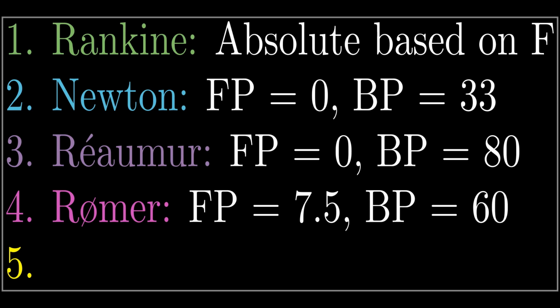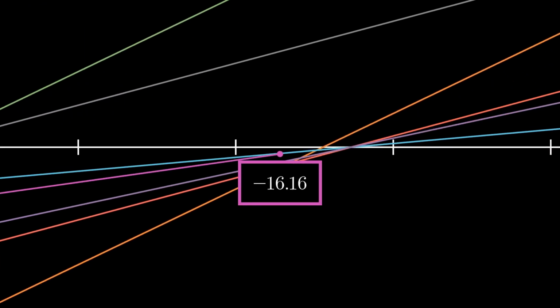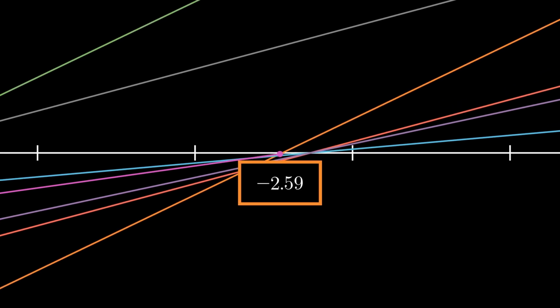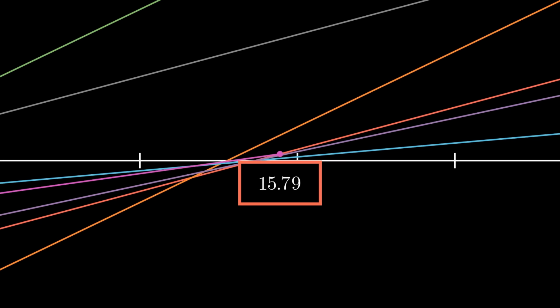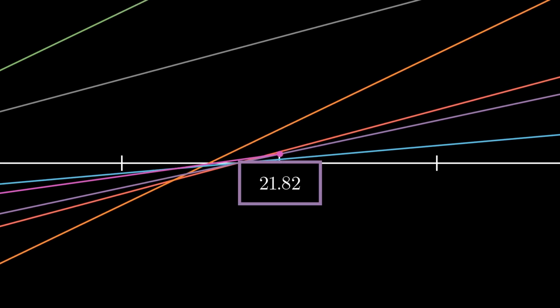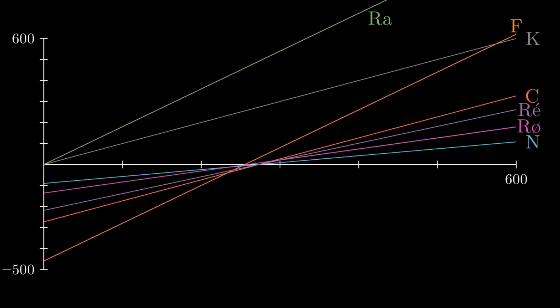With these standards, I calculated a minimum temperature of approximately minus 136. First, Rømer meets Newton at minus 12.7, before finding Fahrenheit at minus 2.5. Later, the scale runs into Celsius at 15.7, and finally, Réaumur at 21.8. Rankine and Kelvin are probably feeling left out of all the fun right about now.